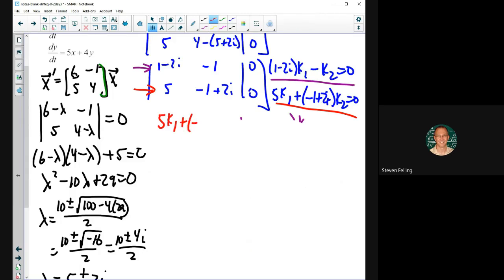5k1 plus negative 1 plus 2i k2 equals 0. We could do that. And if we did, we could solve that now, maybe solve this for k. We could say, okay, 5k1 therefore equals, if I move this to the other side, the equivalent of 1 minus 2i k2, because it will be negative, right? Is that right? Was that minus 2i? Oh, I'm sorry, that was minus 2i.